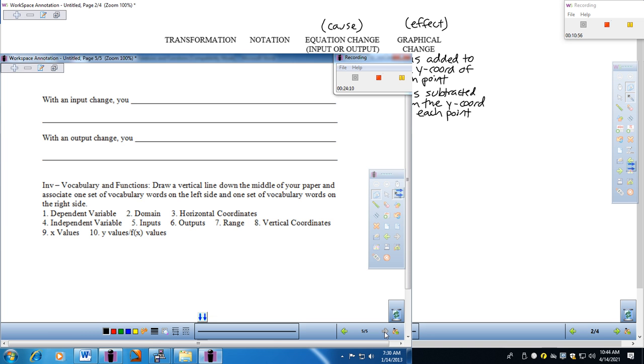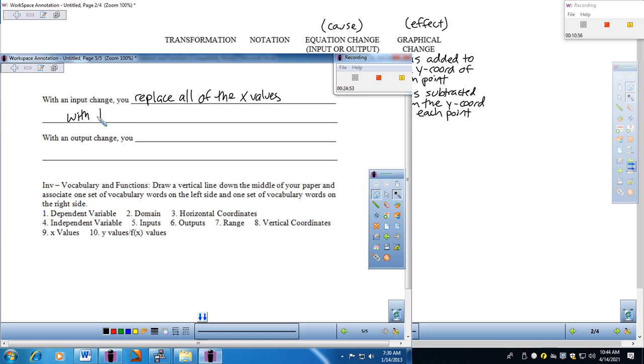So here we go, everyone. It says with an input change u, and I hope you noticed in each case, this is I guess how I would summarize it in just as basic terms as possible. So when we're dealing with an input change, we just replace all of the x values with the term inside the parentheses. Let me do that a little better for you.